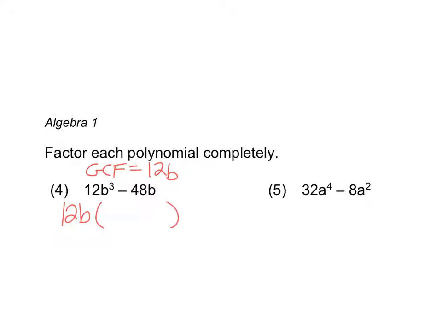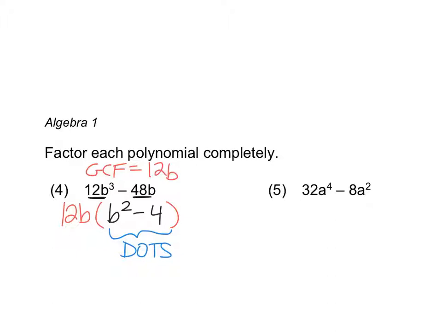When I do that, I'm essentially dividing each term by 12B. What am I left with? B squared minus 4. Indeed. So this is a two-stepper because this remaining binomial here is what? Factorable. It's factorable using what technique? Difference of squares.